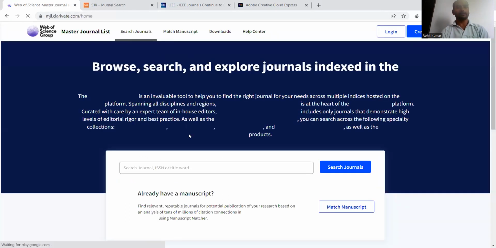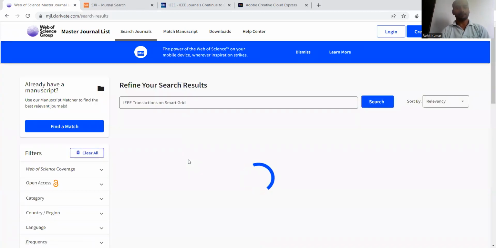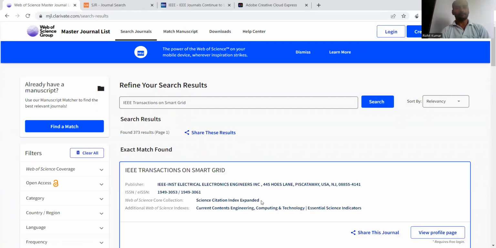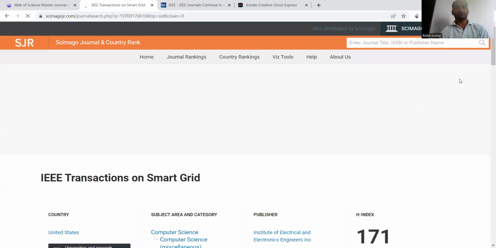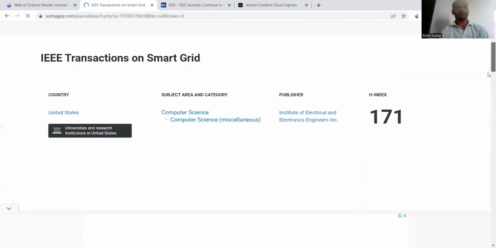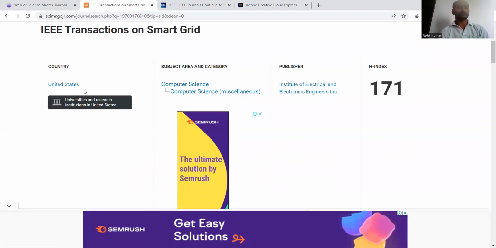It will end up at the Clarivate site. We'll paste the journal name, and here is the indexing. So Science Citation Index Expanded means it's an SCI journal, which is similar to SCI. And now we are going to see what's the Q ranking. So moving on to the SCImago site, here you have the H index of the journal, which is very powerful. Above 100 is considered very good, and it is close to 200.